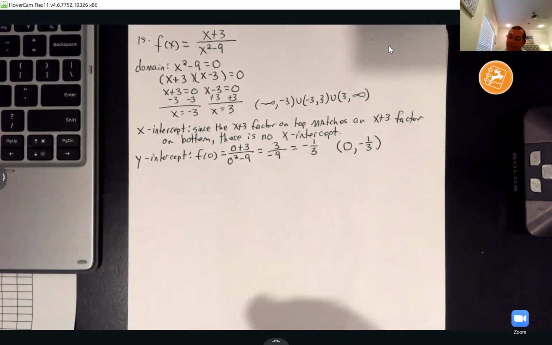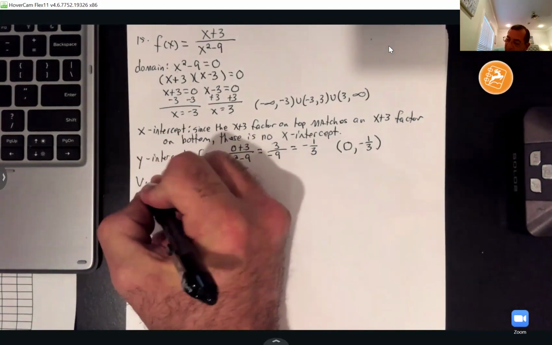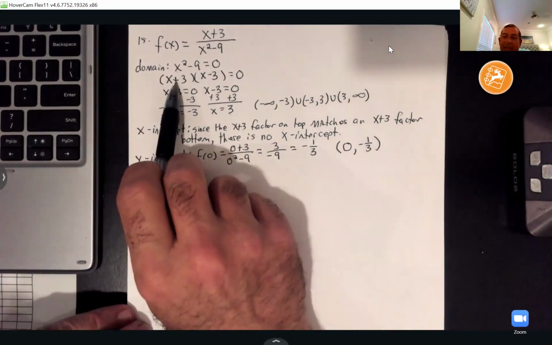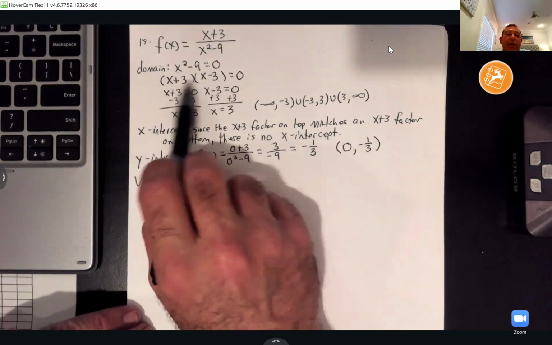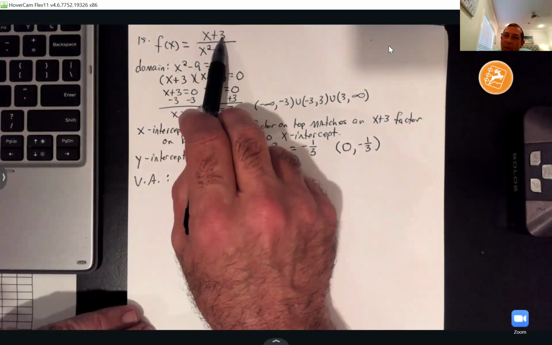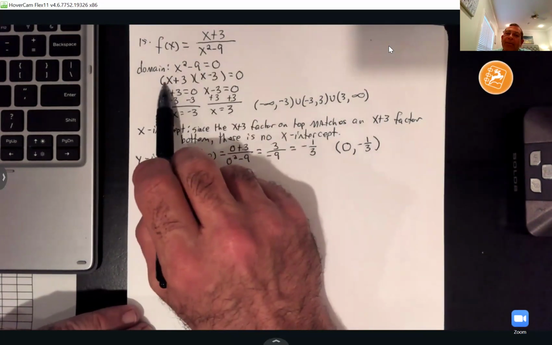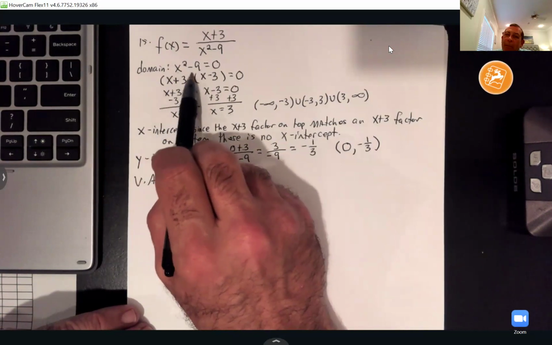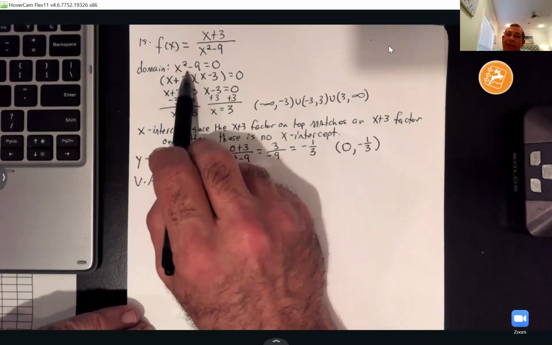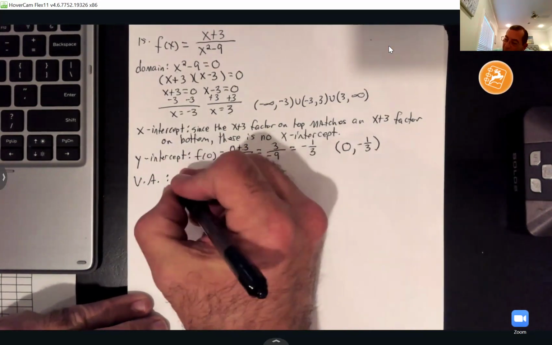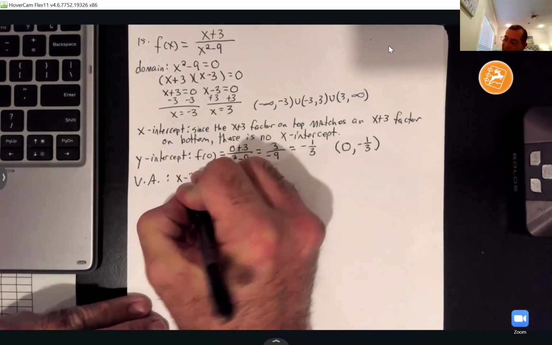Vertical asymptote. Well, y'all look at this. Vertical asymptote, we set the bottom equal to 0 like we did on the domain. But remember, I got a factor on top that cancels one of those factors. So the x plus 3 will not be an asymptote. That's going to make a hole in the graph. So the only equation we got to worry about is the x minus 3.